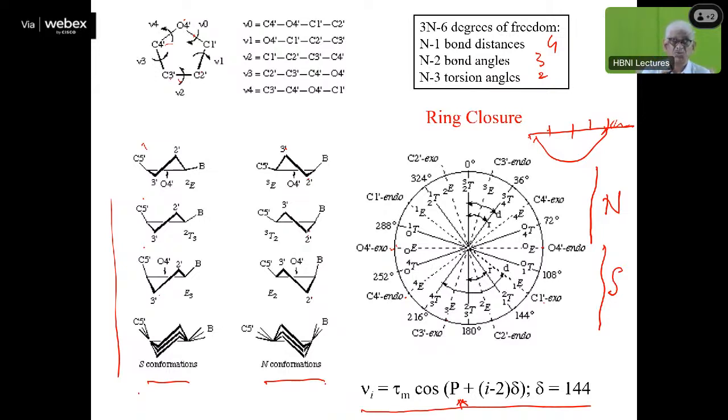Okay, and by and large, it is observed that different kinds of DNA structures are possible. In B-type DNA, you have mostly S conformations, and in RNA, you have the N conformations, by and large. Okay, but there is also A DNA. When you have A DNA, then of course you also have the N conformations. That also is possible.